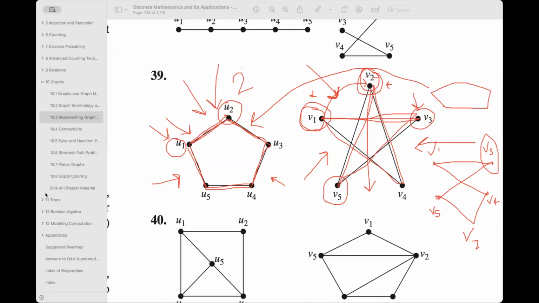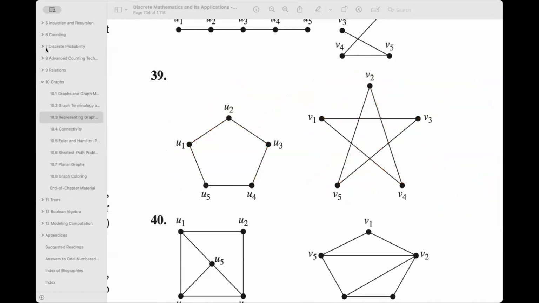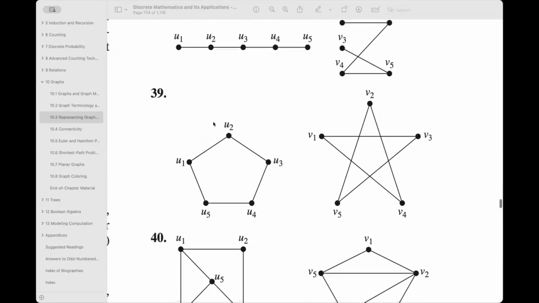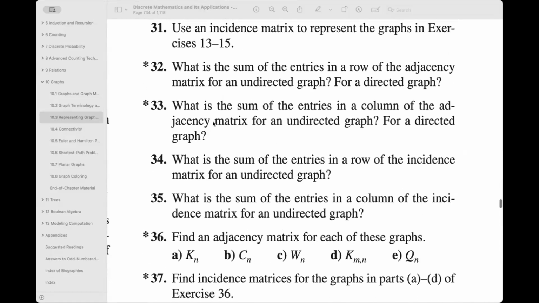So what topic does everyone want to go over next after this one? I'll just take any answers. Let's see. 32 to 35 from 10.3. Okay, let's see. 32 to 35.